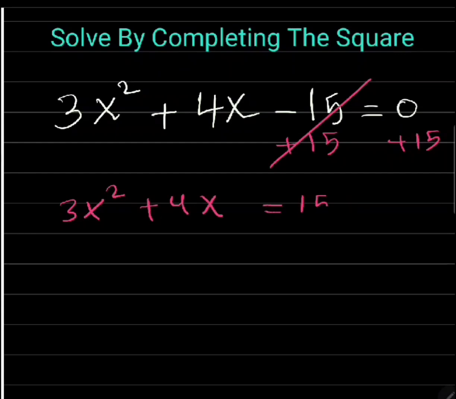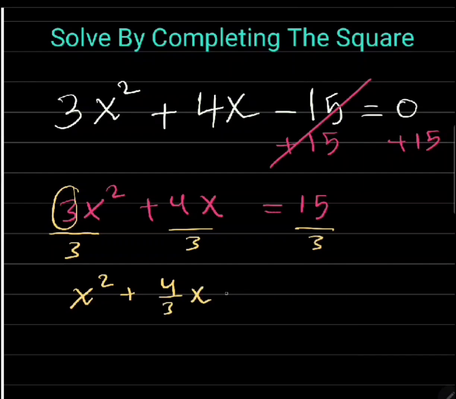So the next step, I want to make sure that the leading coefficient is 1. And for this one over here it is 3. So we want to make sure that this is 1, so we must divide this by 3. That means we're going to divide by 3 across the board. As we did this, this 3 and 3 are gone. So we got x squared plus 4 over 3 x equal to 15 over 3, which is simply what? 5.